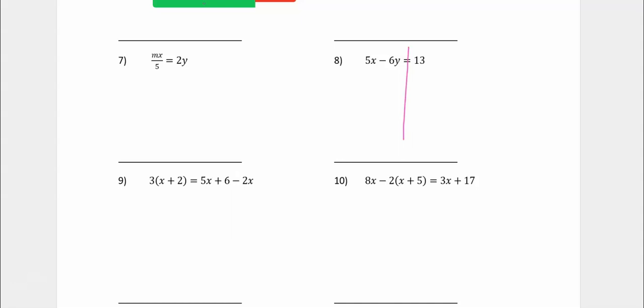Number 8, so again, solve for x. You want to move this whole 6y term first. So you're going to start by adding it over. 5x is left on the left side.